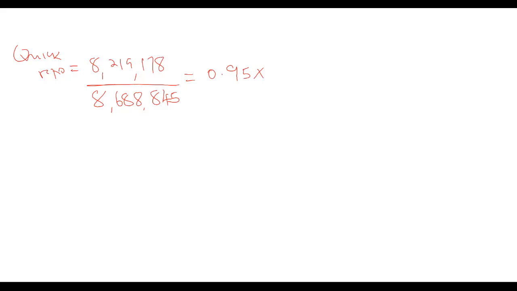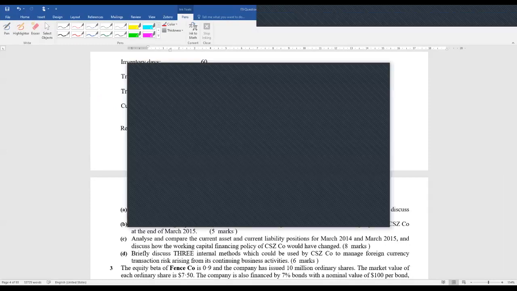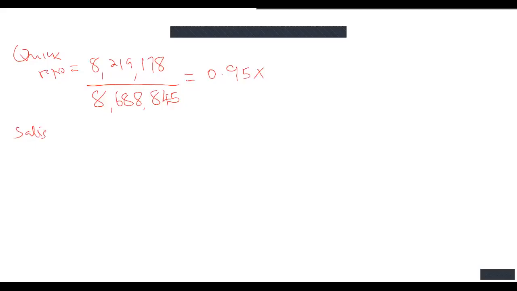Okay, target quick ratio, you're done. Then target ratio of sales to net working capital. Okay, sales to net working capital. So that's going to be net working capital, sales to net working capital.